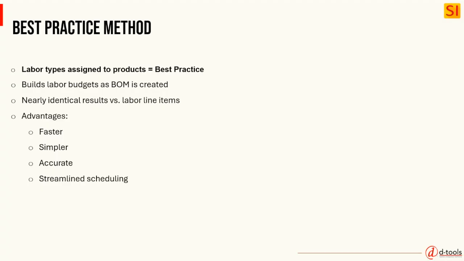So this best practice method, let's just recap a little bit. With our labor types that are assigned to products, that is really going to be one of our first best practices here. We want to make sure that we assign labor types and hours to our devices to help speed our bill of materials creation and our labor budget that basically gets built automatically. And we get nearly identical results versus using labor line items. That last demonstration I showed, where I simply run a report, I get the base budget, I compare that to what I want it to be and generate a difficulty factor to hit the number I want.